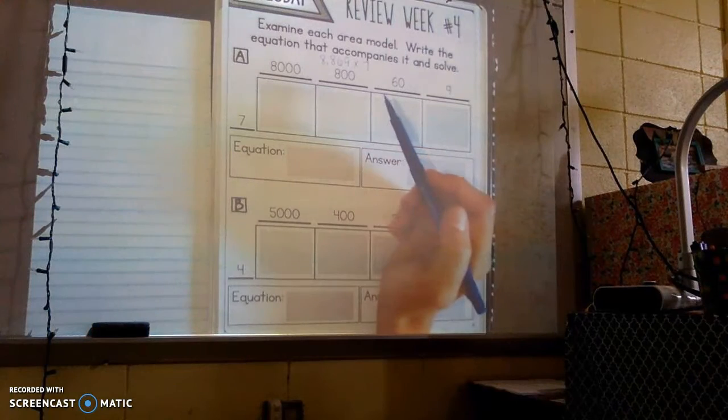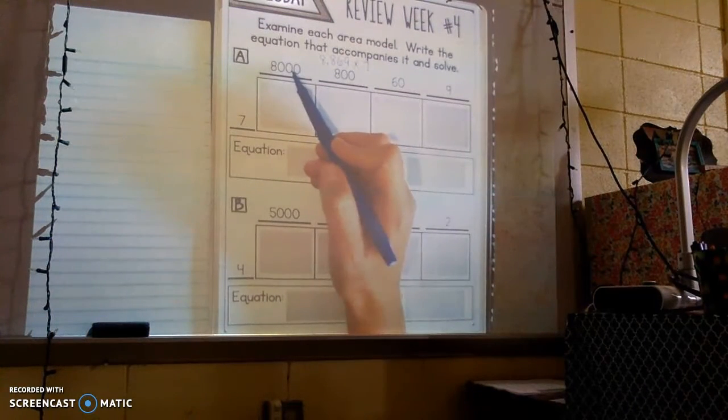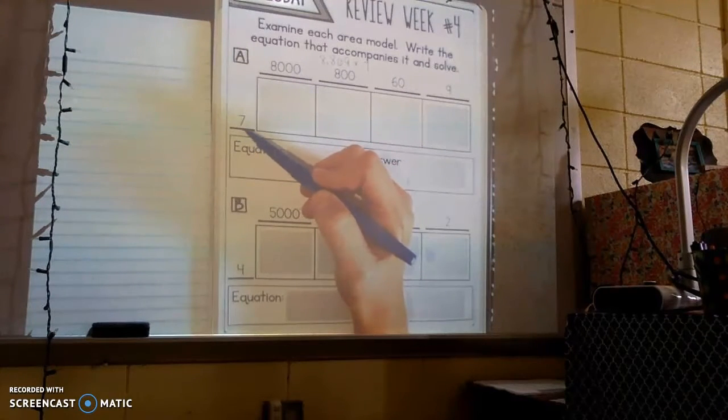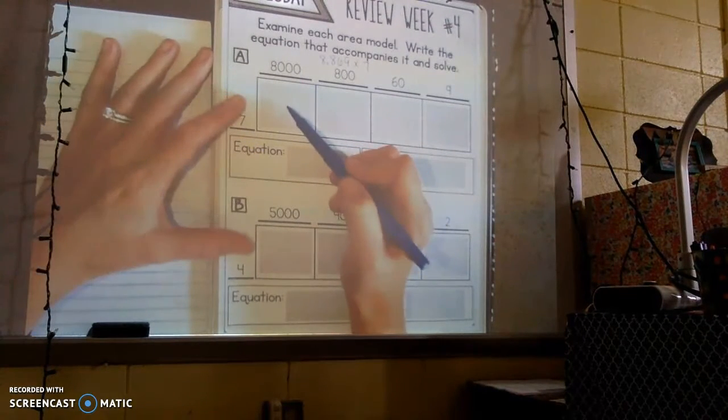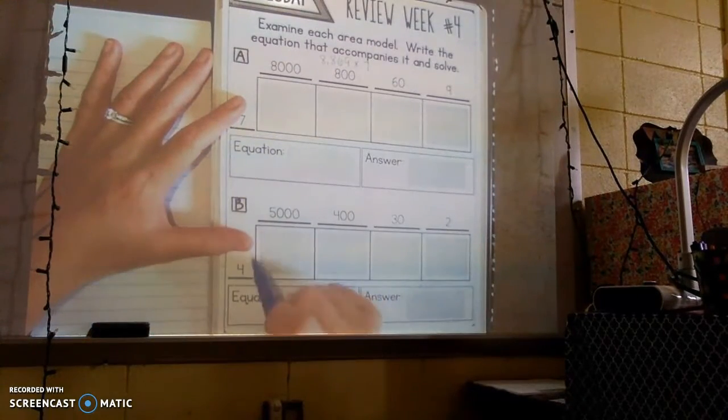So in order for me to do this area model multiplication problem, I'm going to multiply each one of my top numbers by my side number, which is a 7, to get a product in the middle. And then I'm going to add all 4 of my products to get my answer.